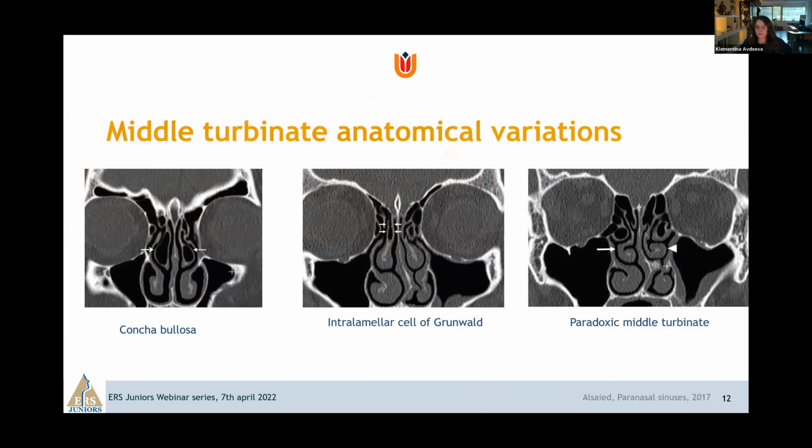Middle turbinates might sometimes have some anatomical variations. For example, it might be pneumatized. The whole body of the middle turbinate might be pneumatized, or just superior part, and then it's called cell of Grunwald. Or it can have a funny shape when it curls towards the nasal septum. So be aware of these anatomical variations so that they won't confuse you during the surgery.